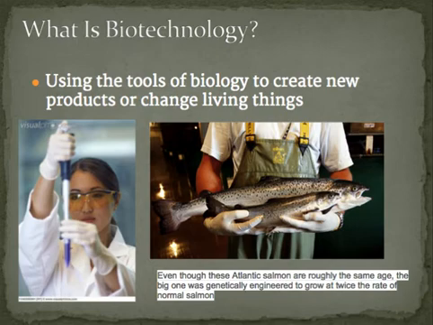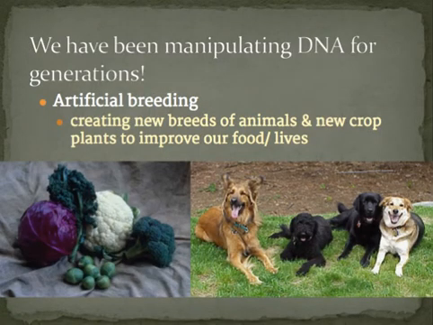Okay, but we're using biology to create new products or to change living things. We have been doing this for generations. Artificial breeding is creating new breeds of animals and new crops and plants to improve our food and lives. You see in the black dog on the left, that's a Labradoodle.